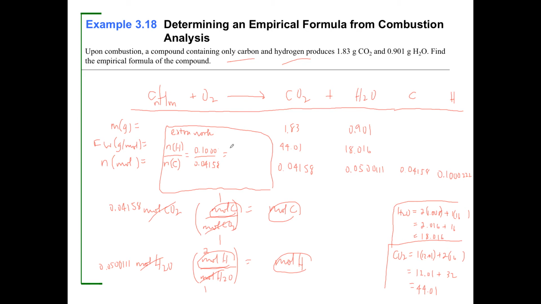Divide both of them by 0.04158, the smaller of the two. And so it looks like I'm going to get 2.4 over 1. All right? So what fraction does this look like? 2.4 over 1.